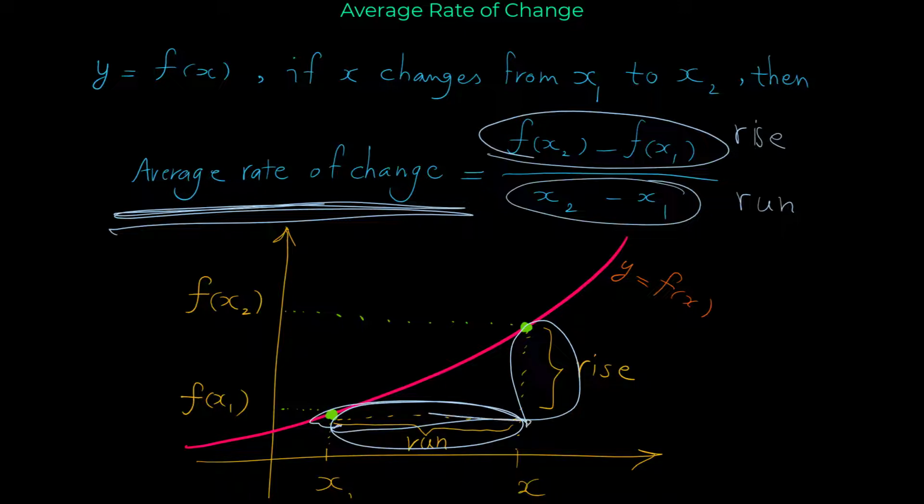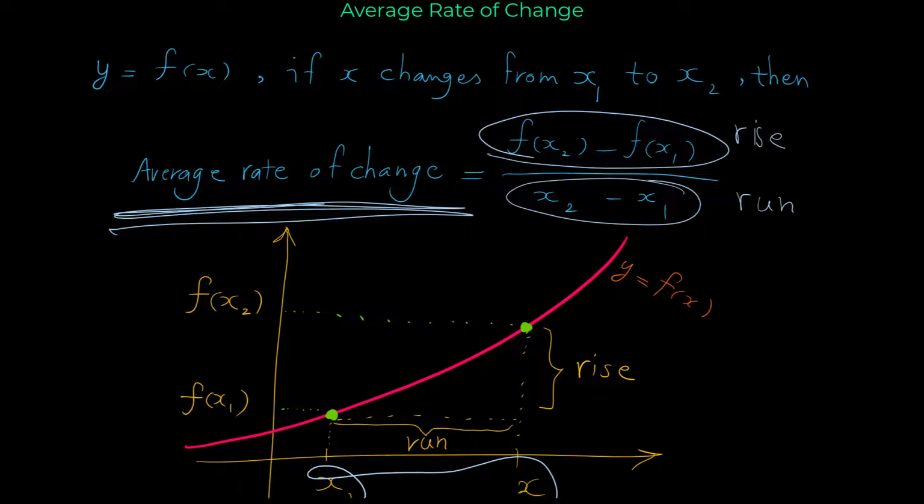It shows that in our function, if x changes from x1 to x2, how much change happens in the y values, and it shows the ratio between the change in y over change in x. So basically, average rate of change is like the slope of the secant line, because look at the formula. It's f of x2 minus f of x1 over x2 minus x1, and it's basically like rise over run.